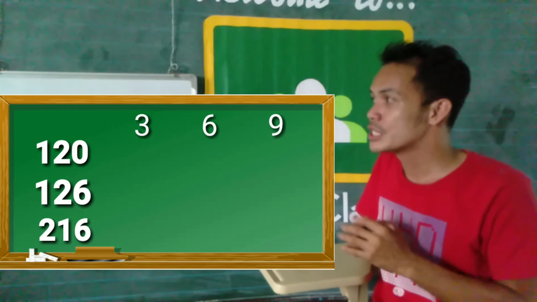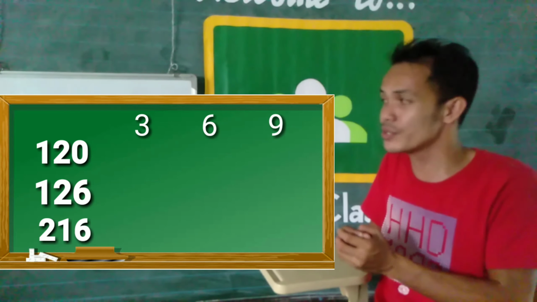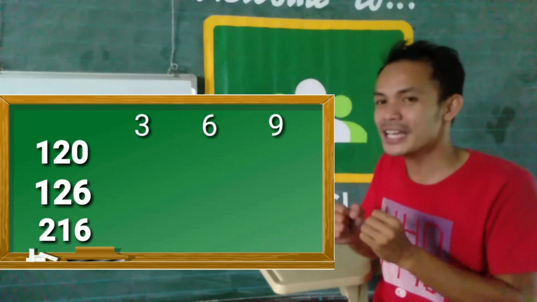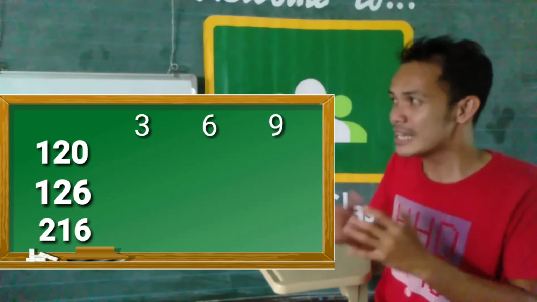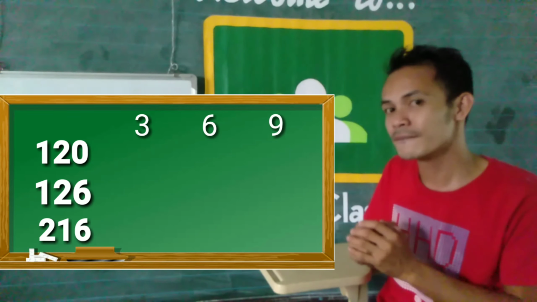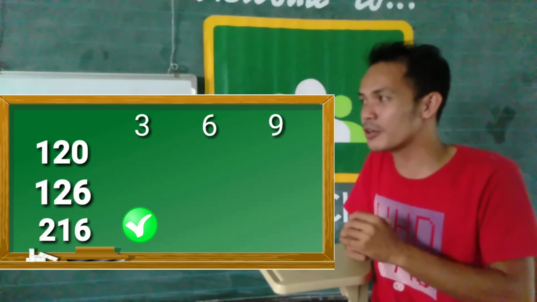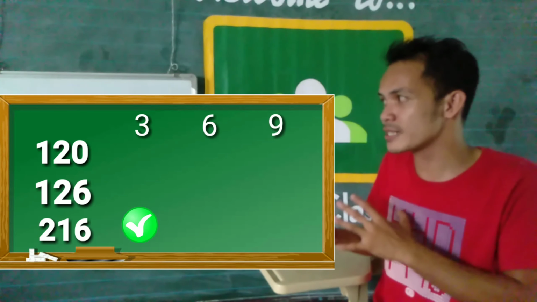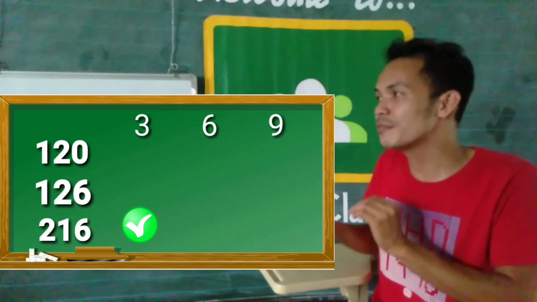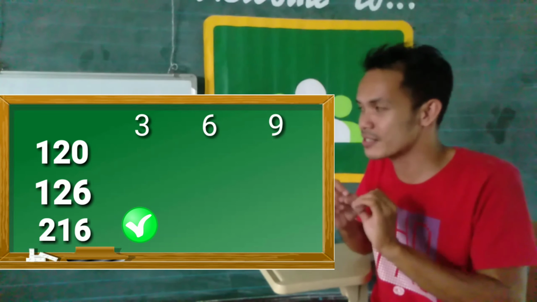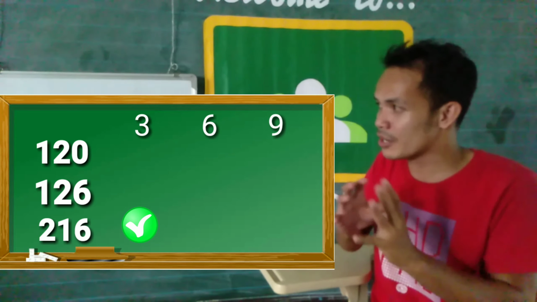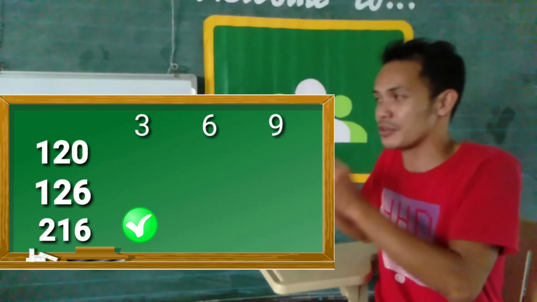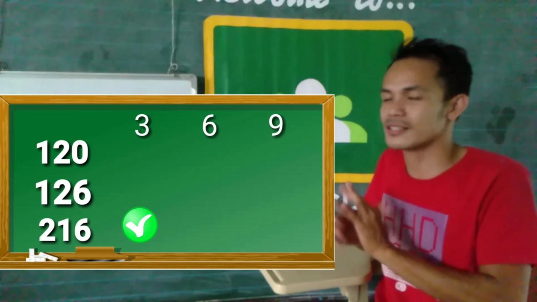Another one, 216. 216, is it divisible by 2? Yes, divisible by 2 because it is an even number. Is it divisible by 3? Yes, divisible by 3 because when you add the digits 2 plus 1 plus 6, the answer is 9. And 9 divided by 3 is 3. So because the number is divisible by 2 and divisible by 3, it is also divisible by 6.